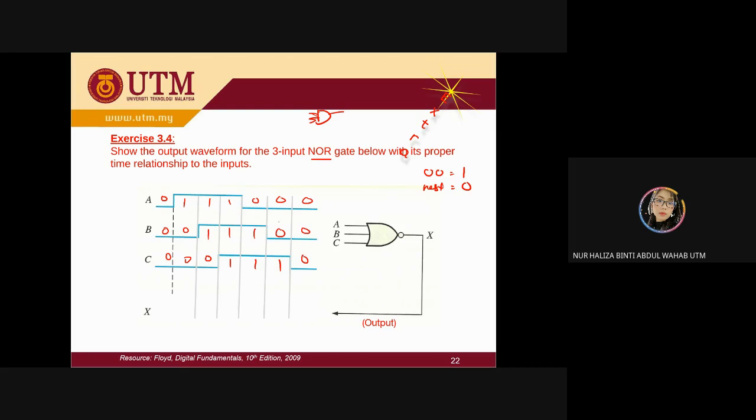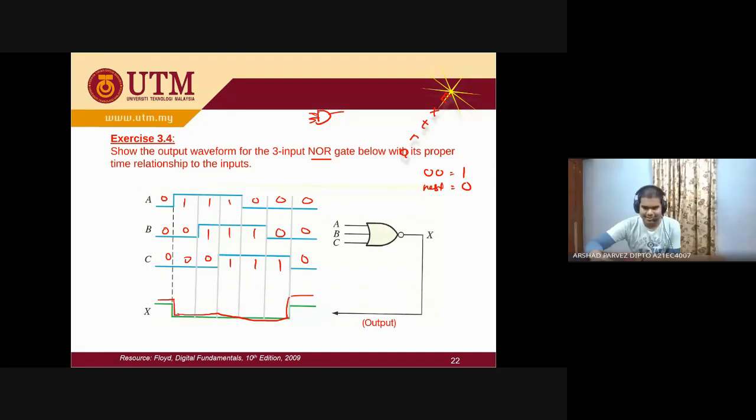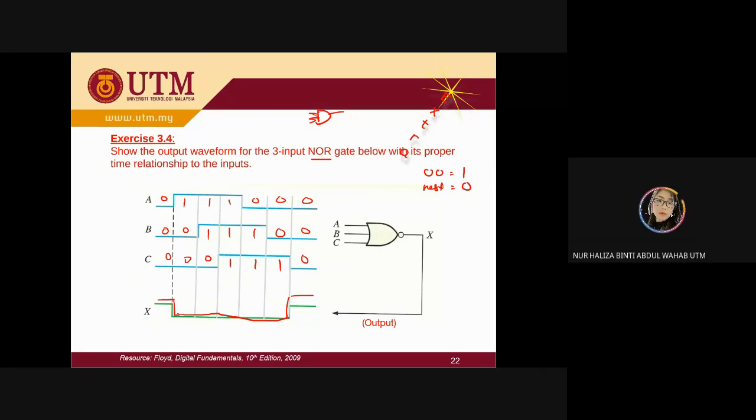Is it correct? I fill it. And where is my 0 0? I only have here and here. The rest, I will get 0. Am I correct? Yes, doctor. Yes. So this is the output for mine.